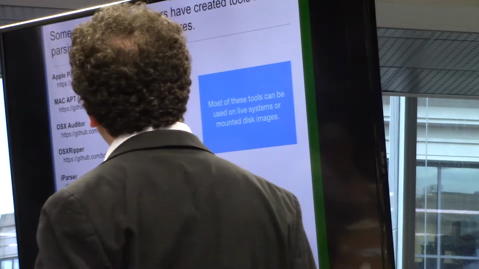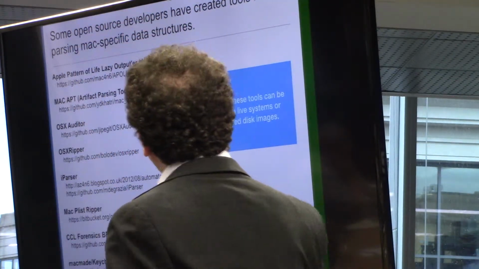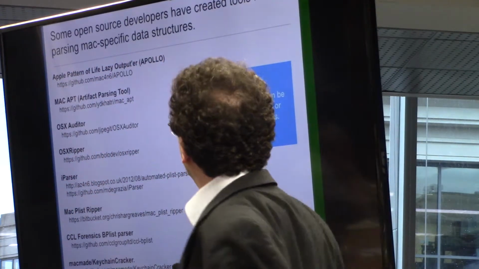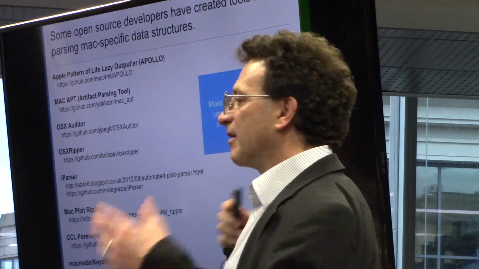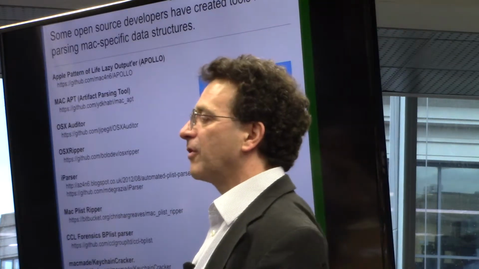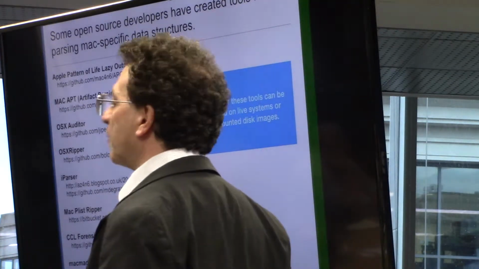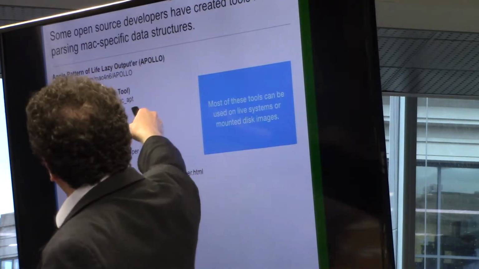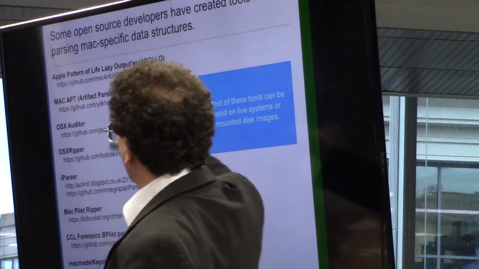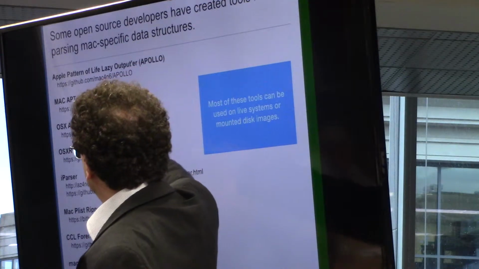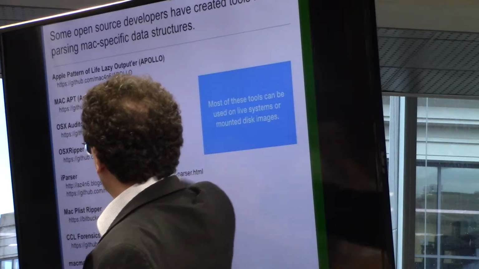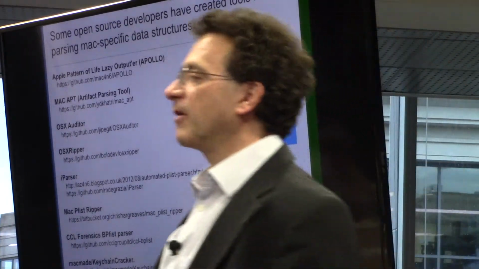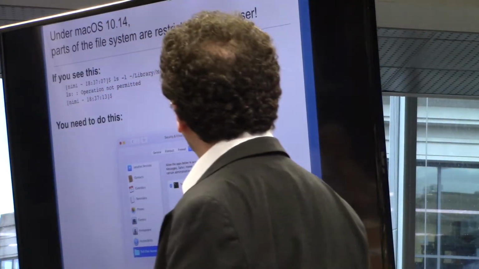So here's some other tools that are out there. There's a program called Apollo, the Apple Pattern of Life Lazy Outputter. It's a lot of Python scripts that go after those SQL-like databases and print summary reports that are read into an Excel spreadsheet. Mac Apt, the artifact parsing tool, does something similar. There's OS X Auditor, OS X Ripper. Largely, these are turning the Apple databases into text files that you can analyze with other tools.